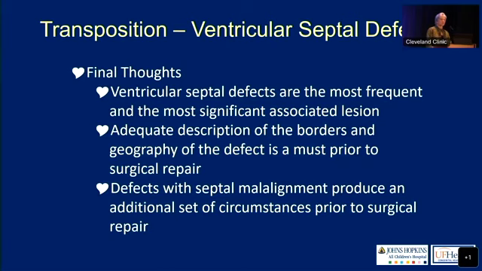So ventricular septal defects are probably the most frequent and most significant lesion in these cases with transposition. And it's important to adequately describe the borders of these ventricular septal defects prior to surgical repair so that the surgeon knows exactly what he or she is looking for when they get in there to repair these cases. Also, the geography is important, and that's described relative to where the defect lies within the right ventricle. Defects with septal malalignment also produce additional surgical considerations.